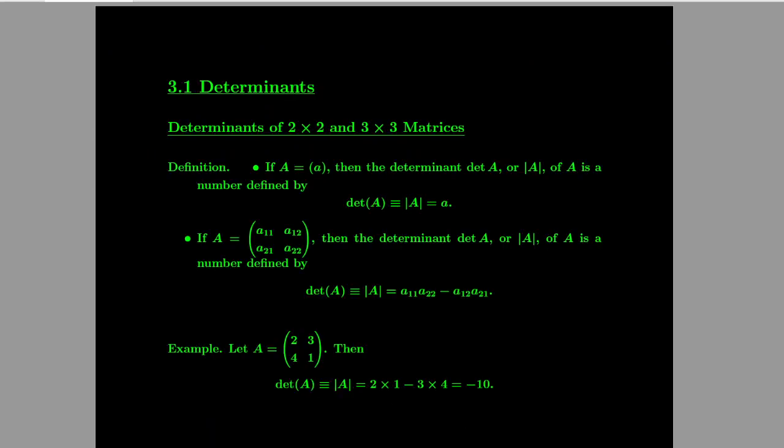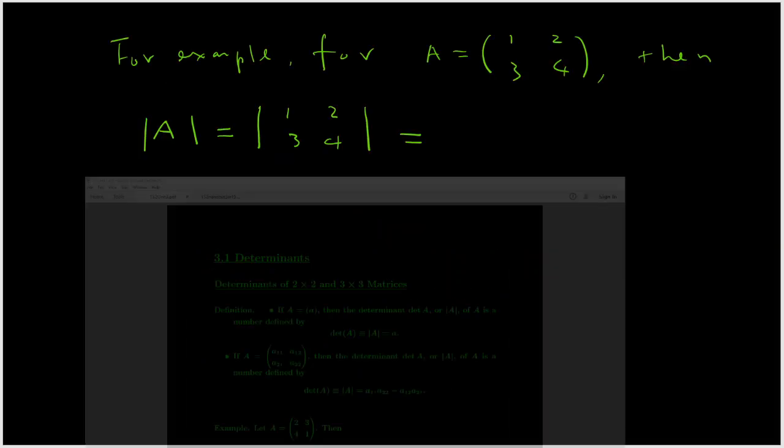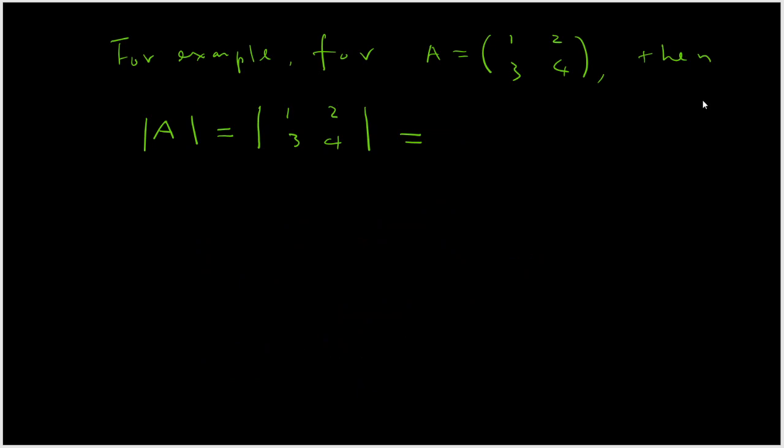Now look at the formula again. You multiply the two numbers on the main diagonal, and then you subtract the product of the two numbers on the other diagonal. In this particular case, you just remember a picture like this. You use a solid line to connect the numbers on the main diagonal. You use a dotted line to connect the numbers on the other diagonal. You multiply 1 and 4, so 1 times 4, minus the product of the two numbers on the other diagonal, minus 2 times 3.